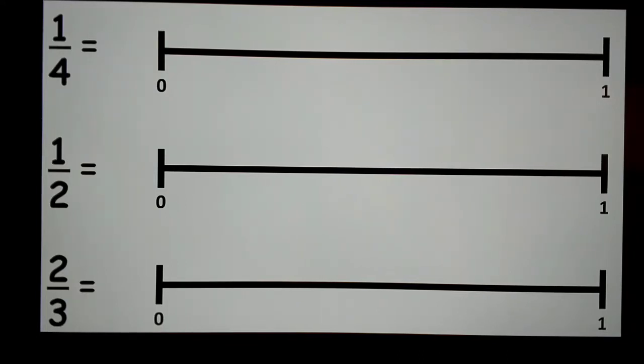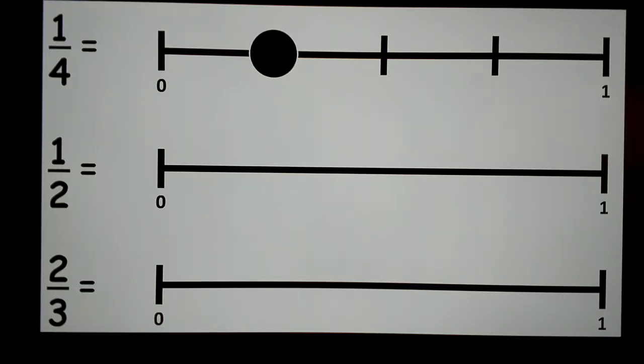Okay, if you haven't finished, push pause and finish, and then push play when you're ready. We're going to move on. 1/4, we're going to divide that line. Remember, we start in the middle because the denominator is even. Then we take each one of those pieces and cut them in half. Then we place the dot on 1/4.